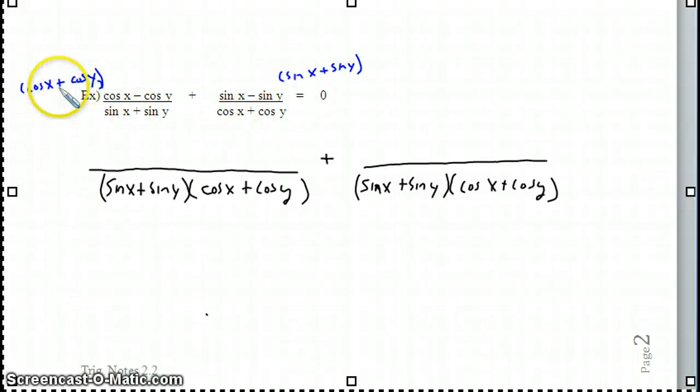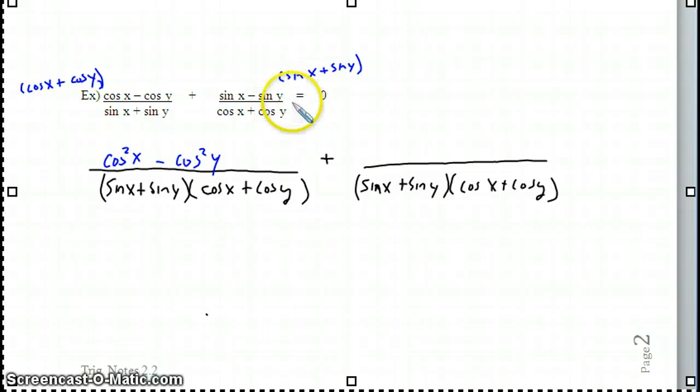So if we FOIL these together, I get cosine times cosine is cosine squared x. Then I have a negative cosine x cosine y and positive cosine x cosine y. So those will end up canceling out from each other. And then when I multiply the last two, cosine y times negative cosine y, I get negative cosine squared y.